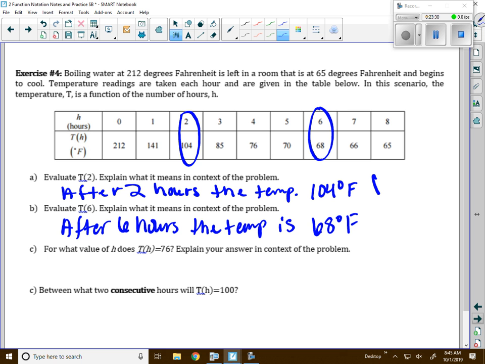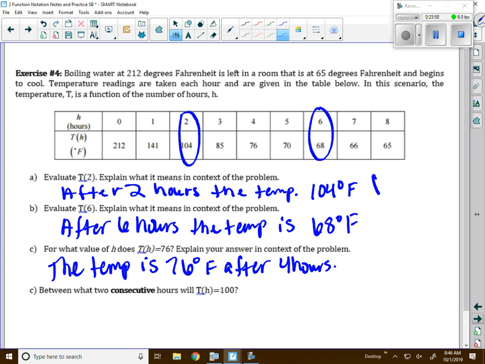See, for what value of H is T of H 76? So 76 is the temperature, right? And we want to know at what hour is 76? Hour 4. So the temperature is 76 degrees Fahrenheit after 4 hours. The reason I'm having you write these sentences is because it's the easiest way to learn it, or recall it, so maybe you've done this before.